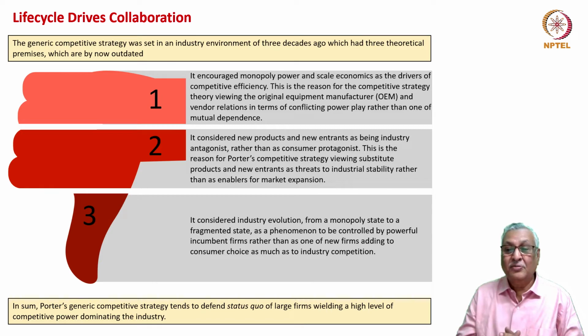The reason for Porter's competitive strategy viewing substitute products and new entrants as threat to industrial stability is somewhat misplaced in today's situation. It should have been looked at as being enablers for market expansion. The theory considered industry evolution from a monopoly state to a fragmented state as a phenomenon to be controlled by powerful incumbent firms. It doesn't consider this as one of new firms adding to consumer choice as much as to industry competition. It is all seen in terms of the industry dynamics, in terms of the firm capabilities, firm financial performance. But consumer is benefiting through new entries and new substitute products.